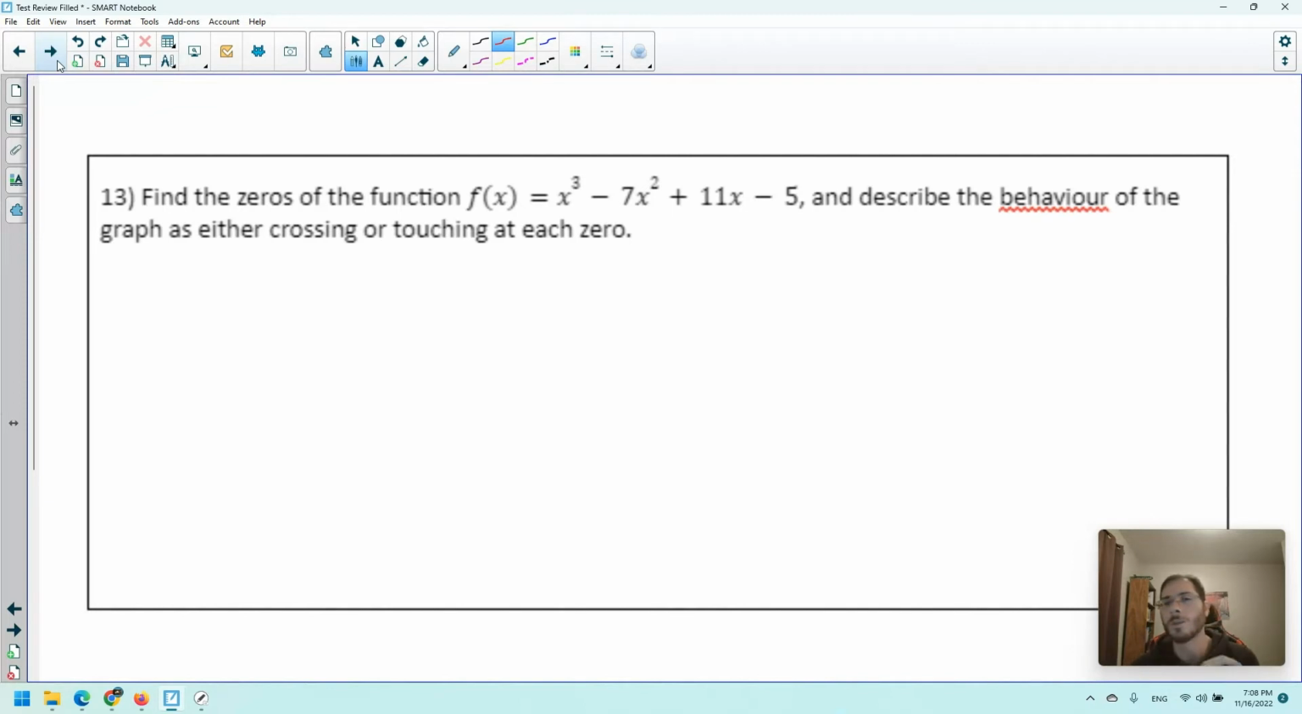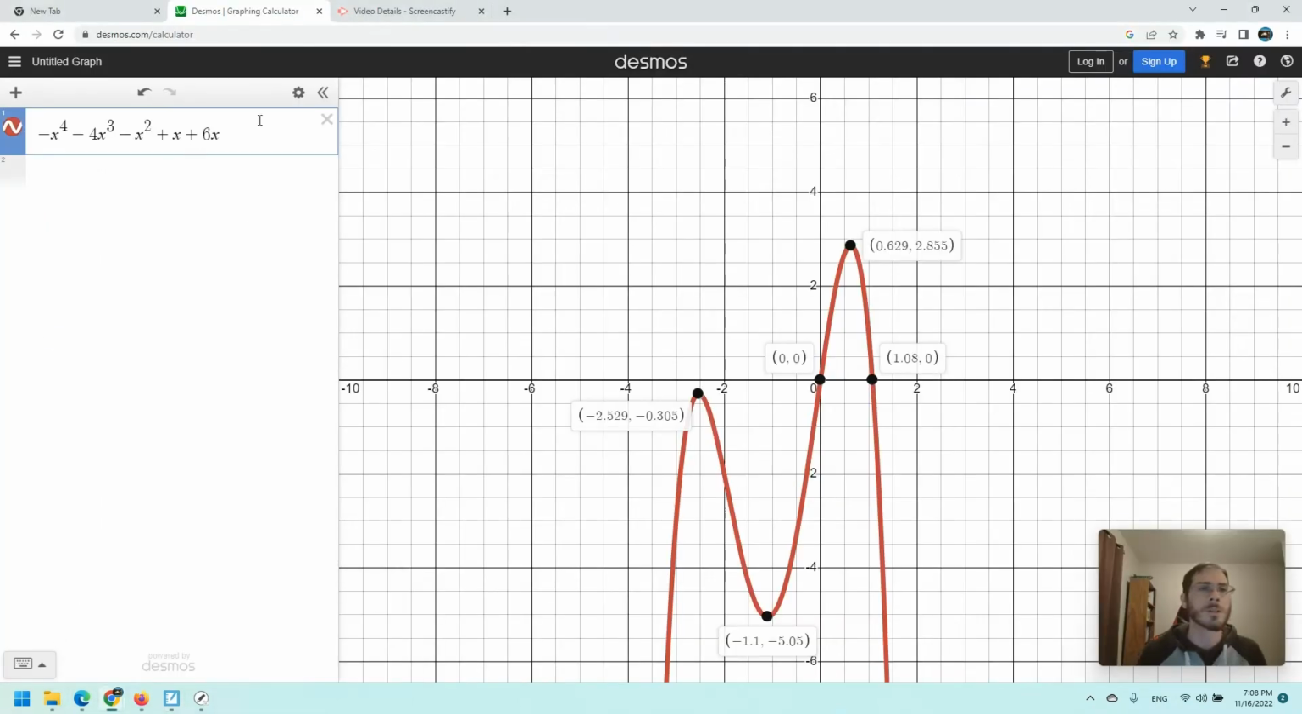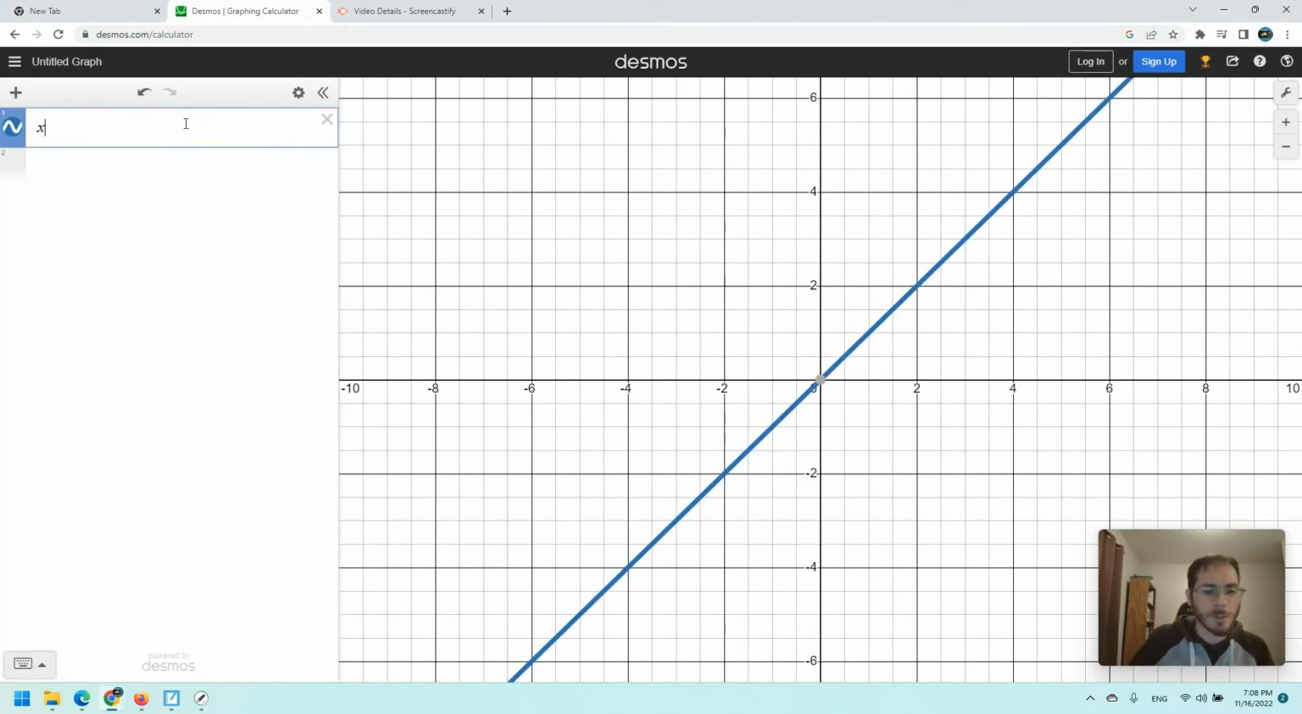All right, well, here I think we probably want to graph it. So I'm looking at that one, and I don't really see too much that I can factor out of that. Because if I try some factor by grouping, it's not going to work. So I think we just have to go ahead and graph it. So let's just throw it into the graph and let's see what we get. x cubed minus 7x. I'm going to be surprised, I think, by this one.